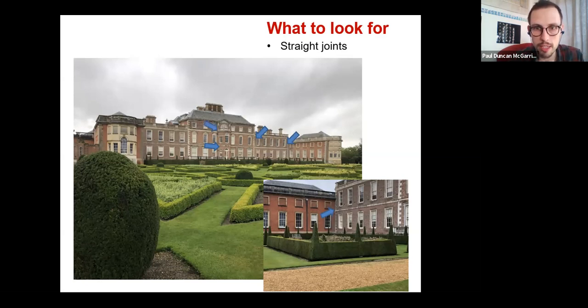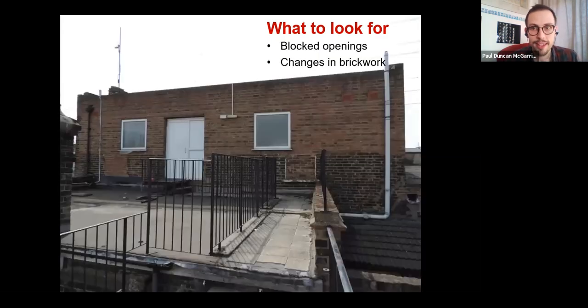And if you can see, it's very hard to see in this particular picture, but when you get up close, the string course, which is that line behind, does not match the string course on the tower. And that's how you can say that this part of the building is a later addition. In fact, it's Victorian and it is, I don't care for it.